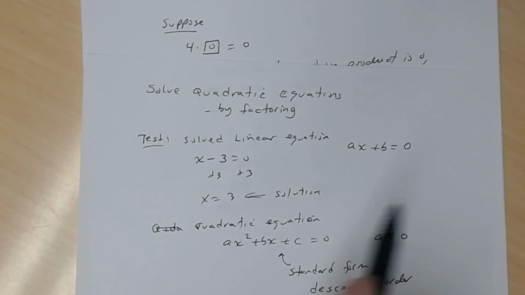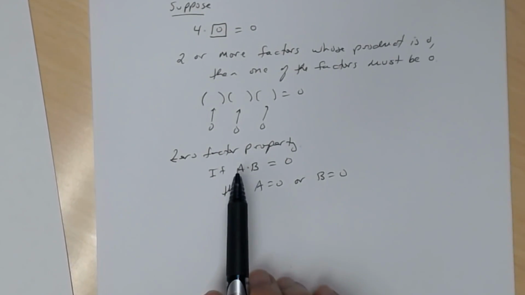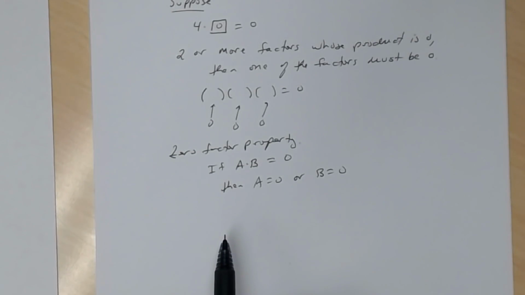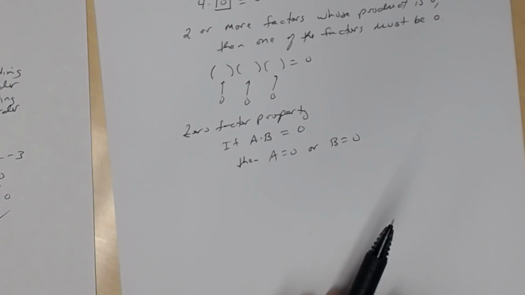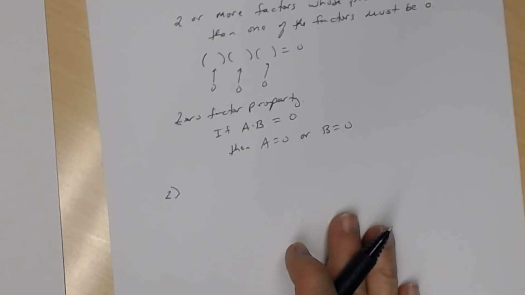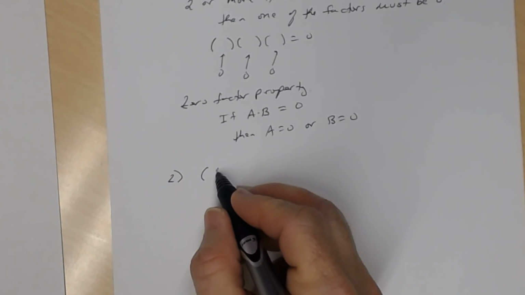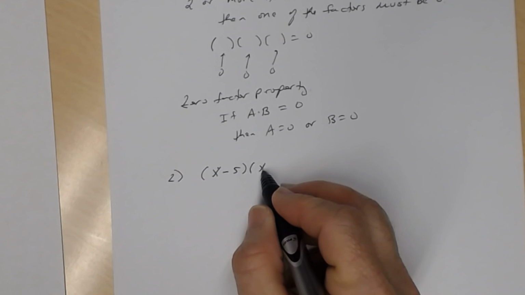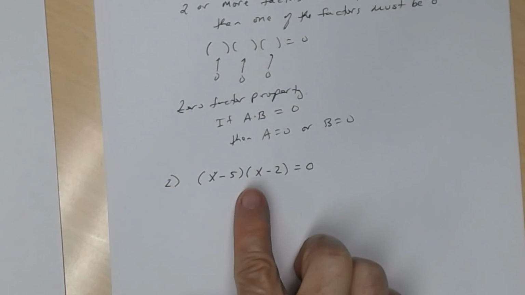Whenever you're solving a quadratic equation by factoring, you are going to be using the zero factor property at some point. Now you may say, how do I use the zero factor property in a quadratic equation? Let's look at number 2 for a moment. Suppose I had, I'm going to make this a simple one so you can kind of guess at the answer, x minus 5 times x minus 2, and I'm telling you that that product is 0.